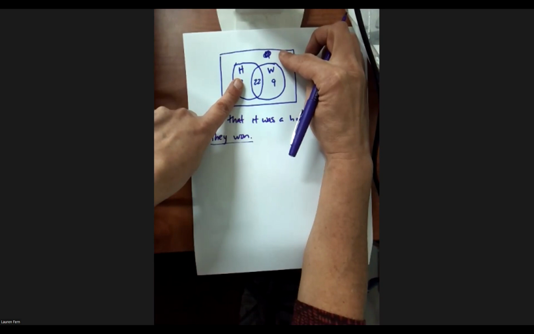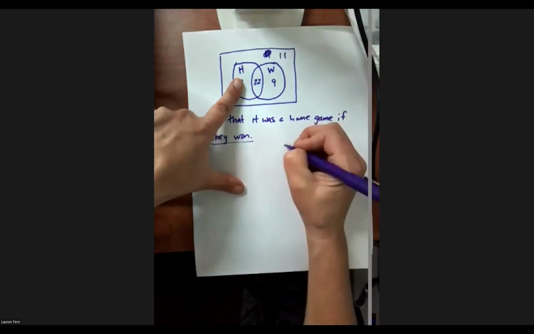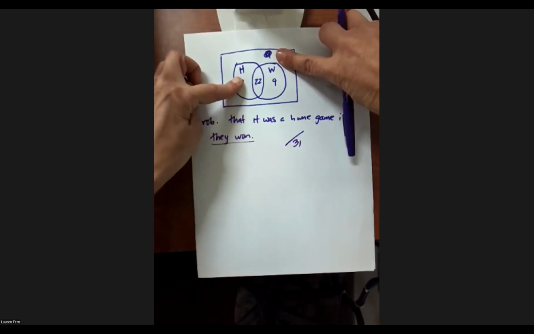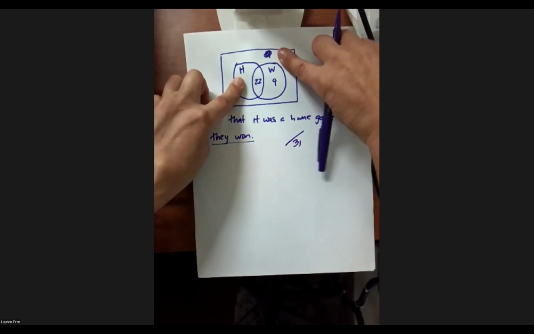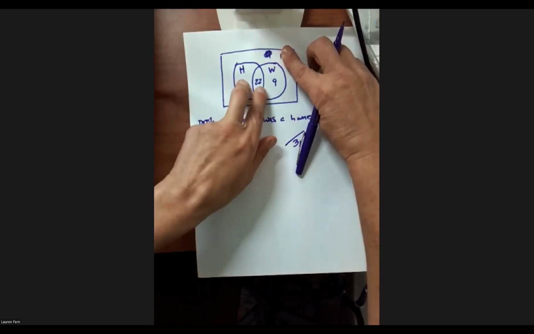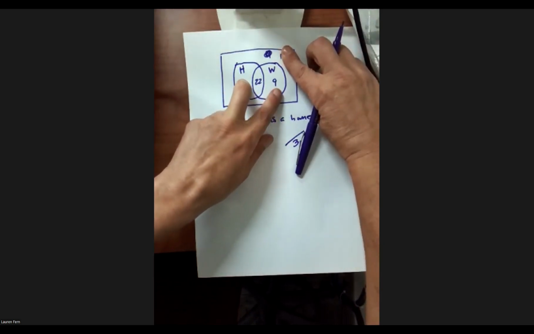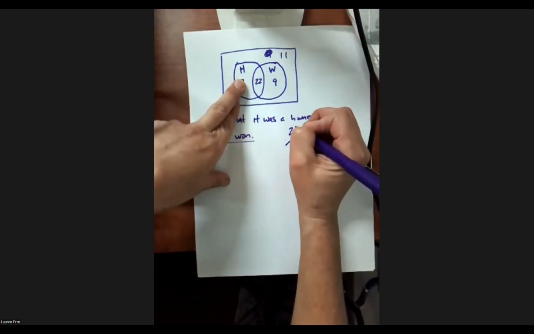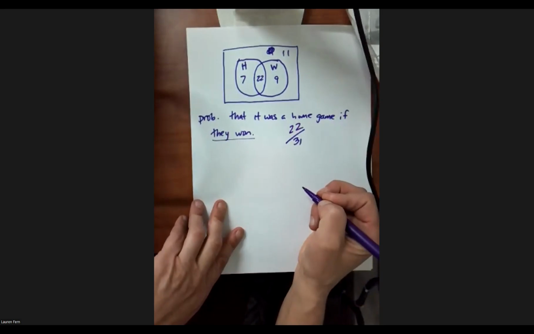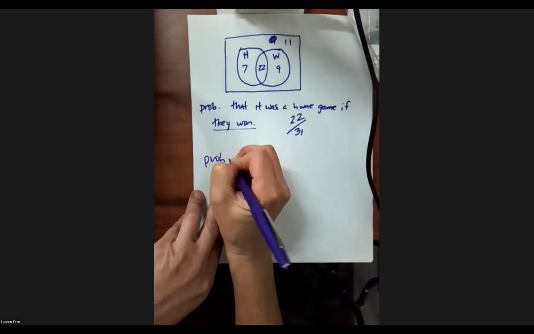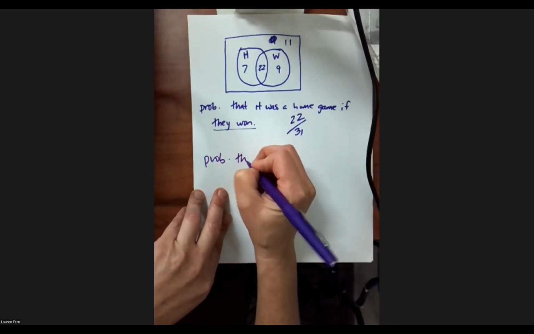How many games is that? 31 games. Of those 31 games, we want to find the probability it was a home game. Well, of these 31 games, which ones were the home ones? The 22, because they intersected the H.